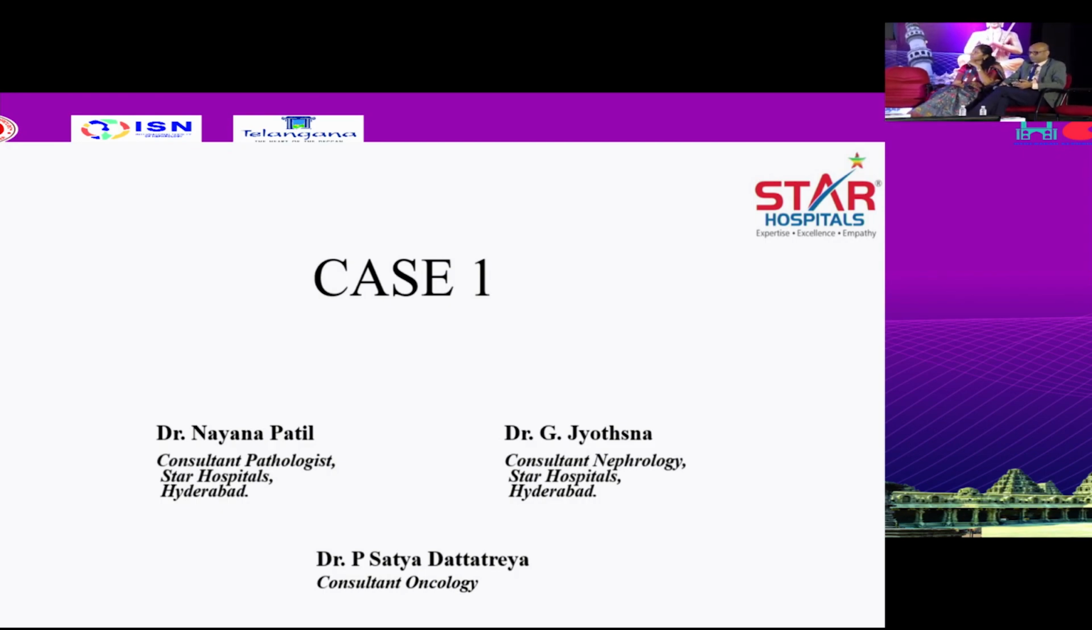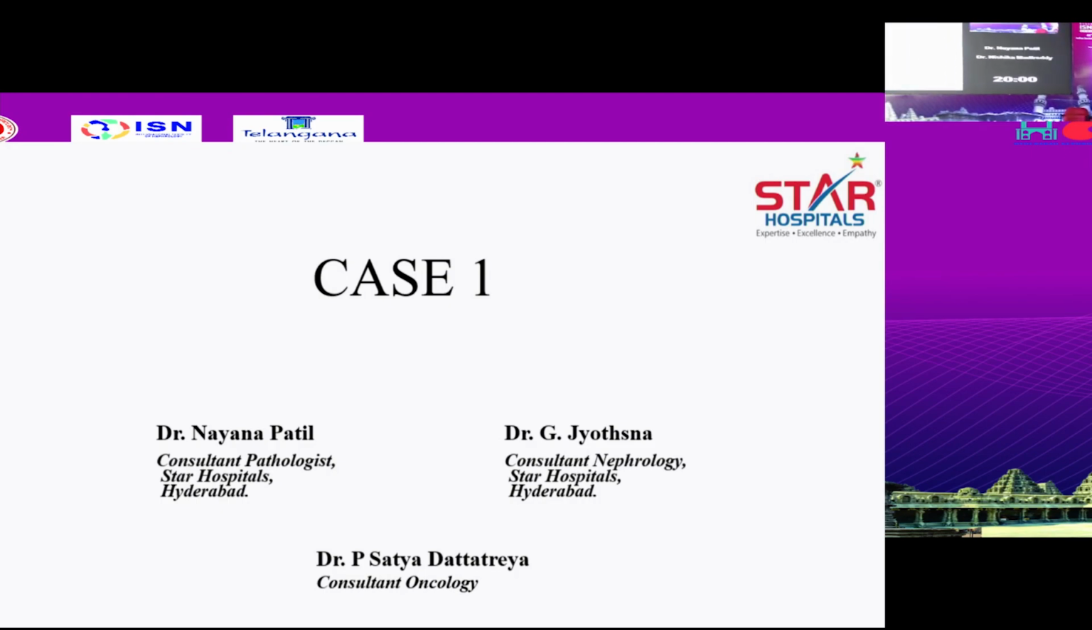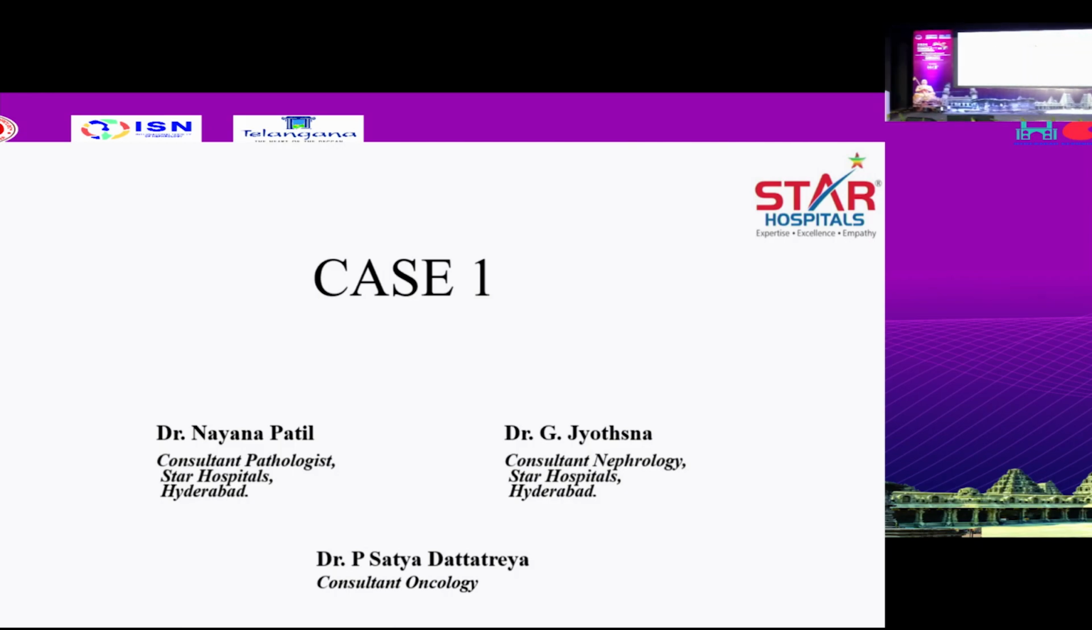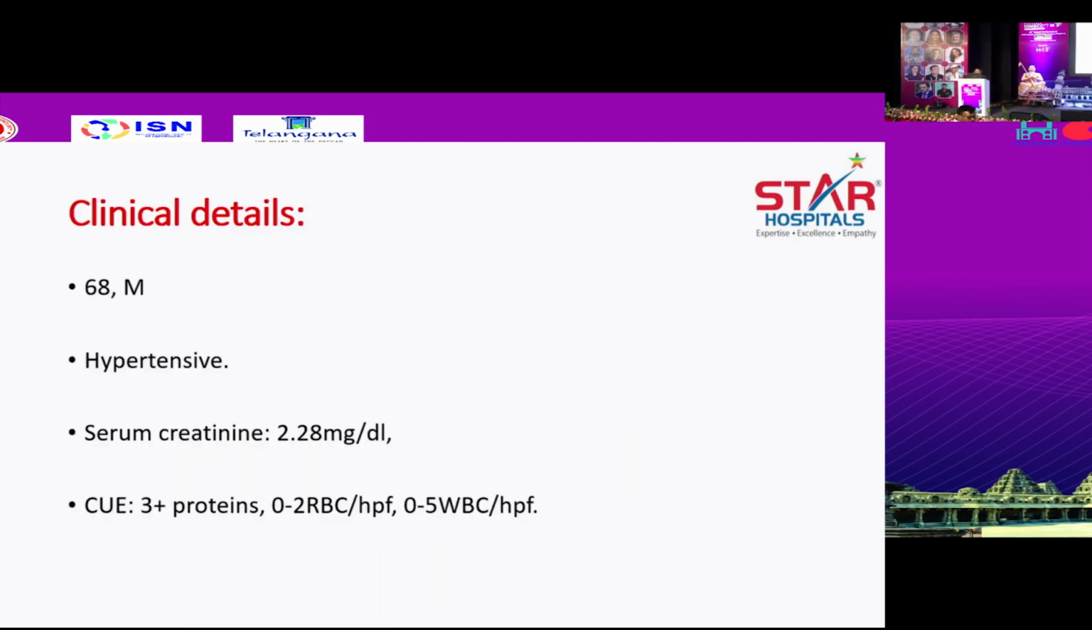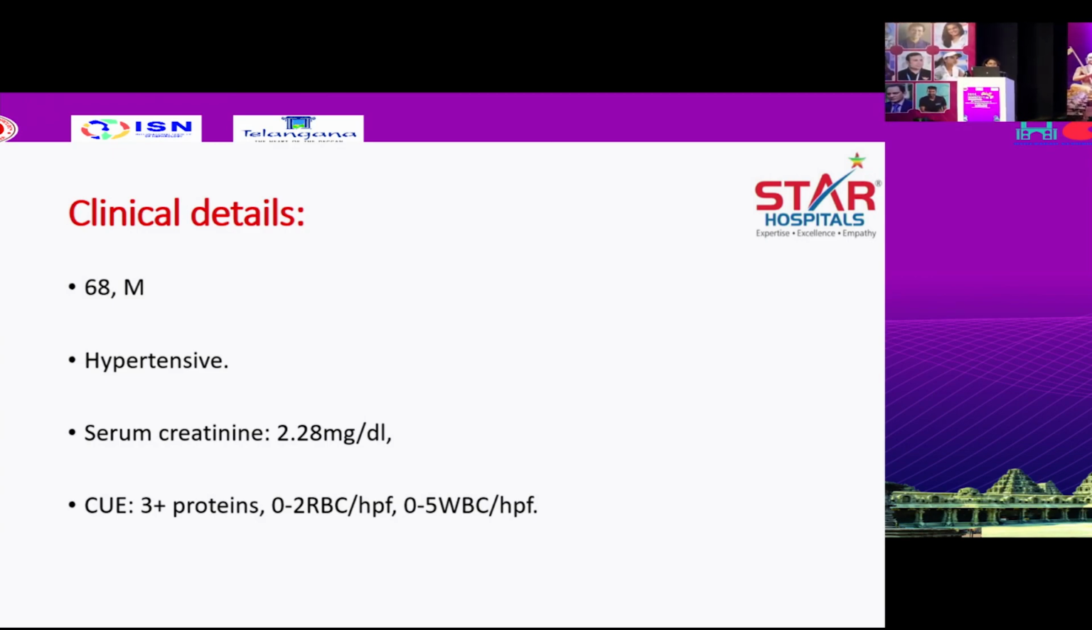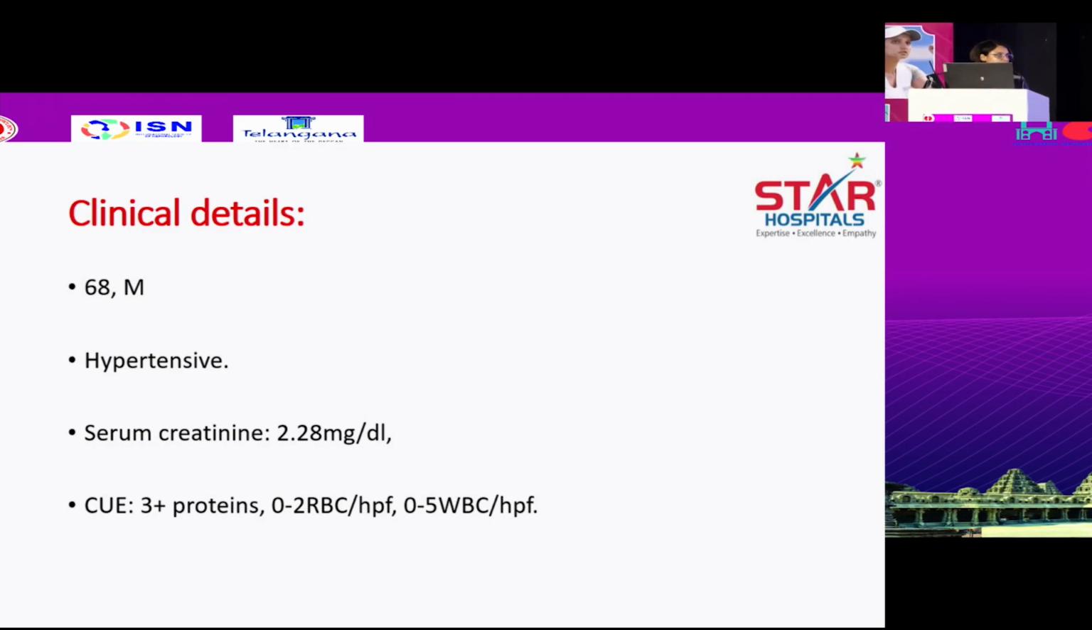Thank you, ma'am. So we'll straight away go with the case. We had a 68-year-old male patient, a hypertensive, who came with a creatinine of 2.28 milligram per deciliter. Urine routine had 3+ proteins and no significant cells on microscopy.